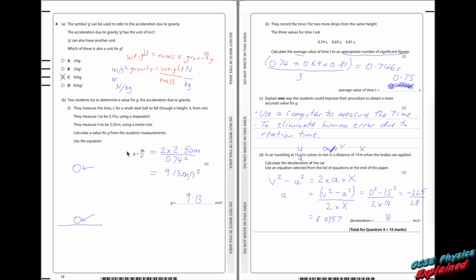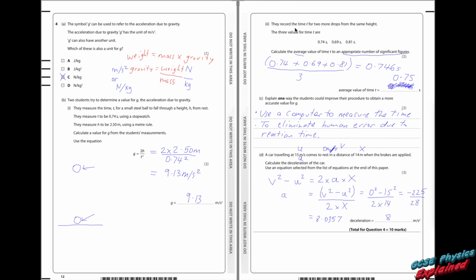Now, you're not supposed to memorise that. What the examiners do is they just make up some kind of random equation. Okay, all you've got to do is just put the numbers in. So 2 times by h, so h was 2.5. So 2 times by 2.5 metres divided by t squared, well that was 0.74, so divided by 0.74 squared, and that answer comes out as 9.13 metres per second squared.